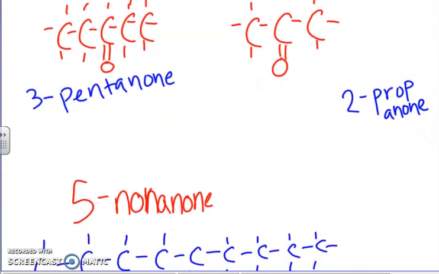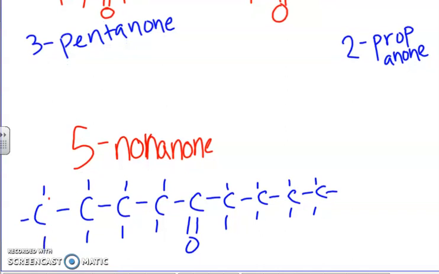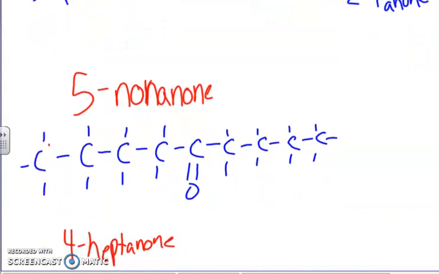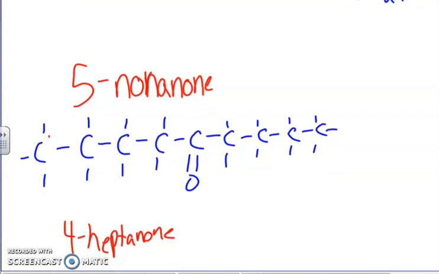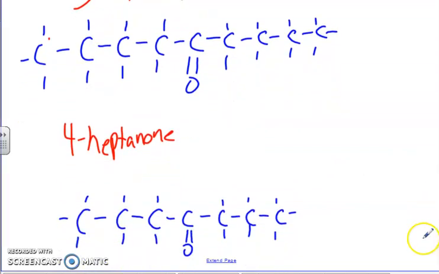Okay, so this has got to have 9 carbons on there, and then carbon number 5, you've got a carbonyl group there. That's it right there. Okay, the next one is 4-heptanone. Hept means 7, so it's a 7-carbon chain, but on the 4th one you've got that carbonyl group. Pretty nice.